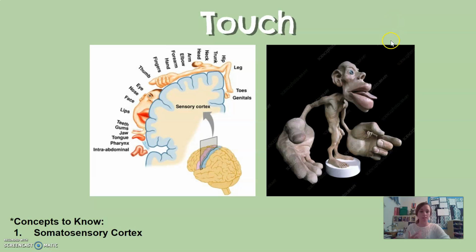This is a diagram, an image on the right. The name of this is the homunculus man, and he is a representation of what our body would look like if it were proportionate to our sensory receptors. You can see how the proportions of the hands are much greater and larger than the shoulder or the elbow because there is more sensitivity to touch in those areas.